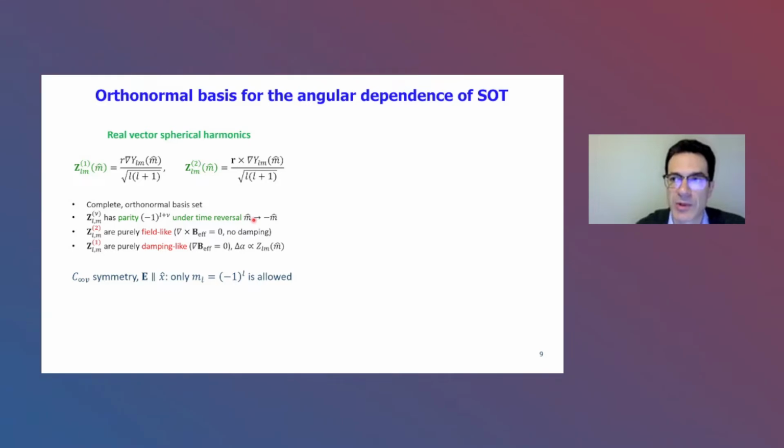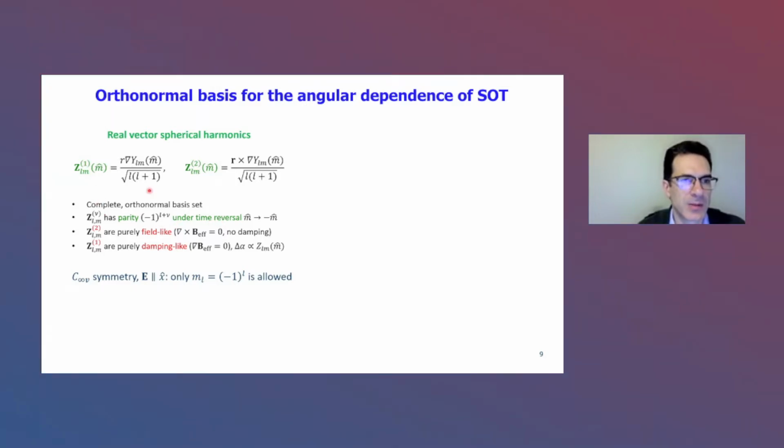So one more tool that we need to analyze the spin-orbit torque is how to represent its angular dependence. It can be quite complicated in general. It can go beyond the damping-like and field-like terms. So we use the orthonormal basis of real vector spherical harmonics to represent this dependence. This is a set of functions that is known from electrodynamics. Each of these harmonics is a vector function. Each of them has a definite parity on time reversal, either even or odd.